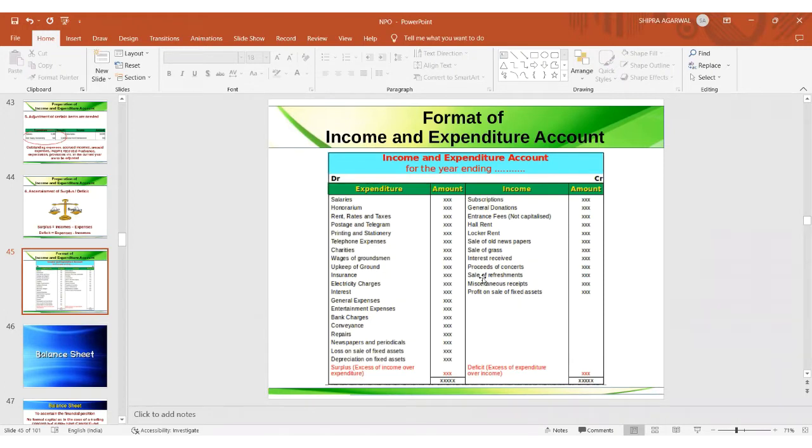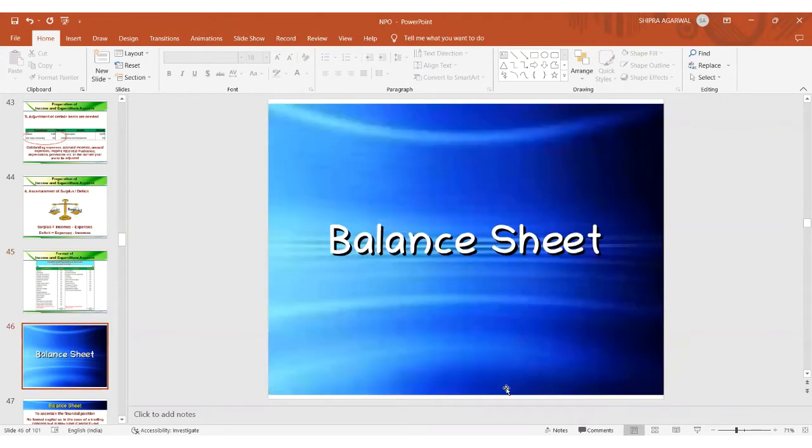And in this, when we calculate the balancing figure, you can just have a look. If this side is less as compared to this side, then your balancing figure is surplus. And if this side is less, that means your income is less as compared to your expenses, then it is the case of deficit. And then we do the total of both the sides.